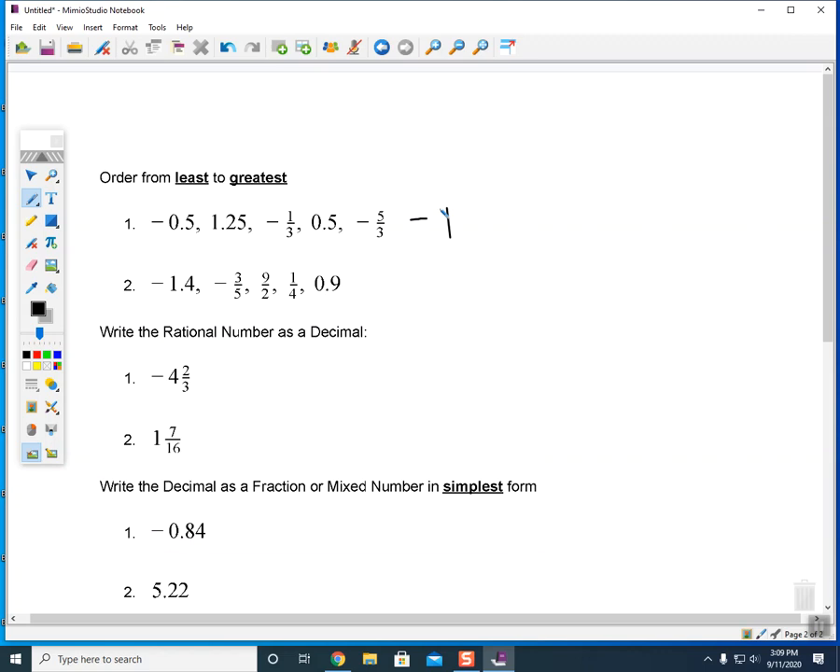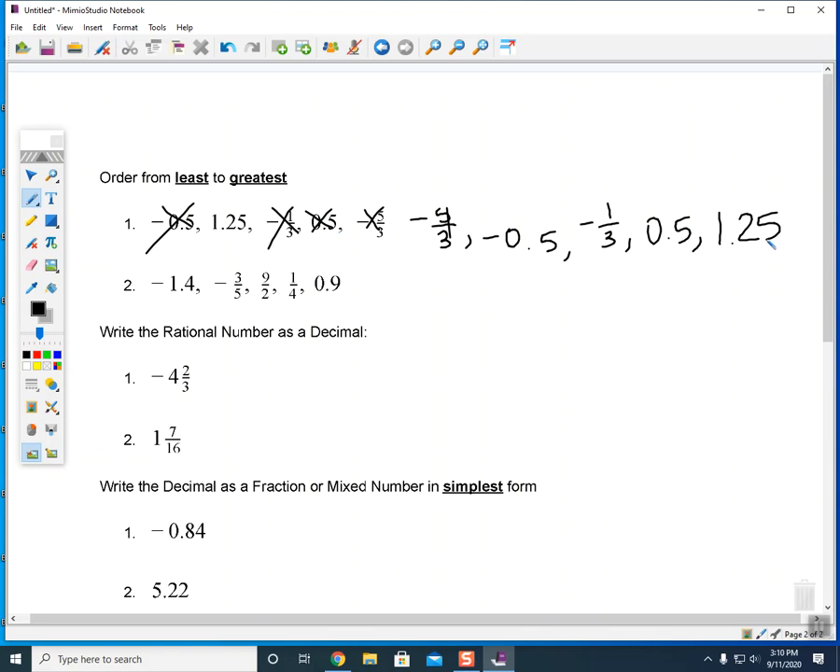I've got -5/3. That's a little bit better. Okay. My next one is going to be a -1/2. Next will be my -1/3. Next will be my +1/2. And then my last one is 1 1/4.